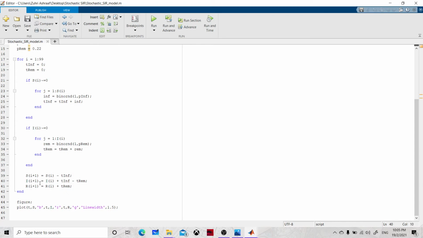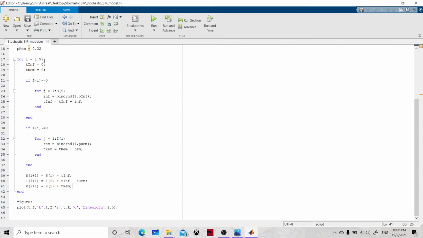Next we will update the infected. The next infected is equals to the current infected plus total infected. Total infected comes from the susceptibles, minus the total remove. And lastly, the next remove, R i plus 1, equals to the previous R plus total remove. After we update all our data, this will be repeated for 99 times.